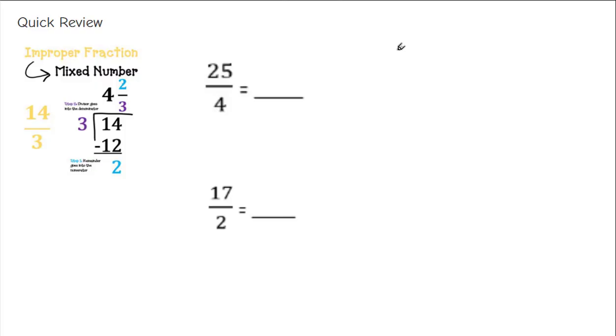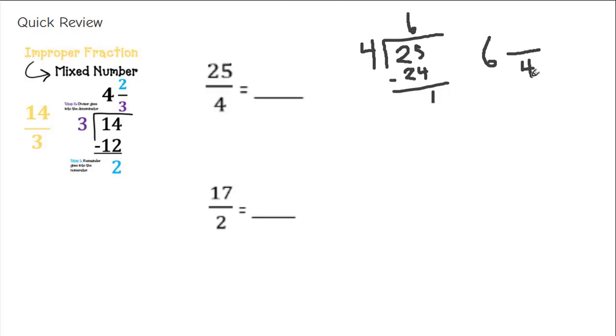Every fraction is a division problem. 25 divided by 4 is your division problem. 25 has 6 fours. 6 times 4 is 24, and it has a remainder of 1. Let's turn those numbers into a mixed number. 6 is the whole number. That's the whole amount that we took out of that fraction, and we keep the denominator the same. It's a 4. That's the denominator, and the remainder is here. So this number turns into 6 1/4 as a mixed number.